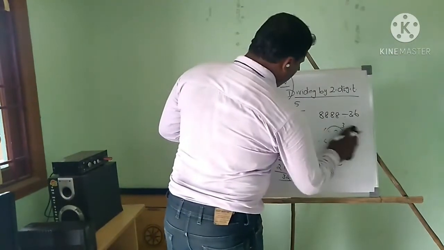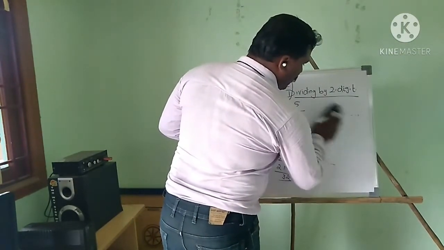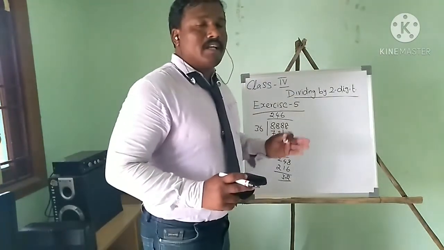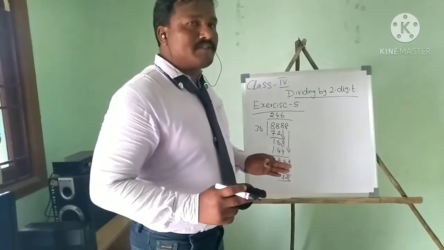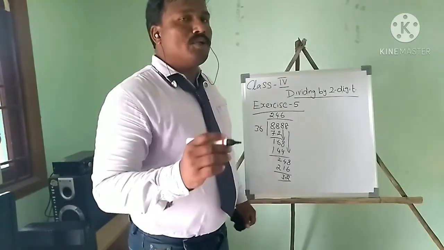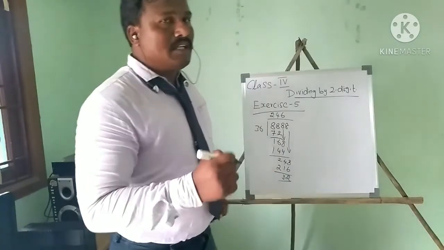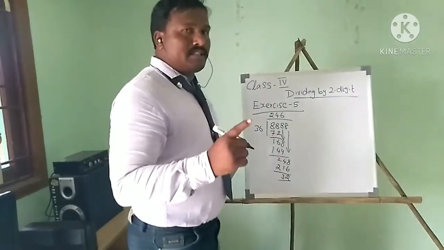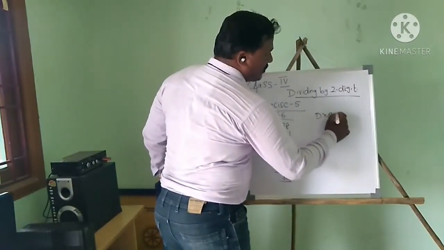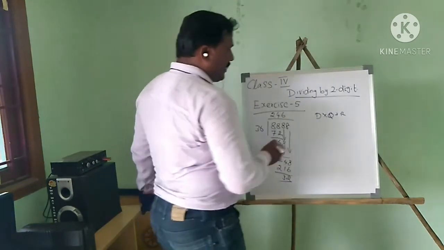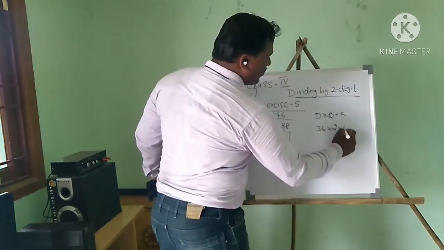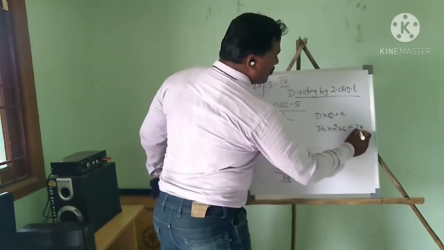The quotient is 246. So I will check whether my answer is right or wrong. Okay. Whenever you solve this kind of division sum, you have to check whether your answer is right or wrong. So I told you the algorithm: divisor multiplied by quotient plus remainder. So here, divisor 36 multiplied by quotient 246 plus remainder 32.